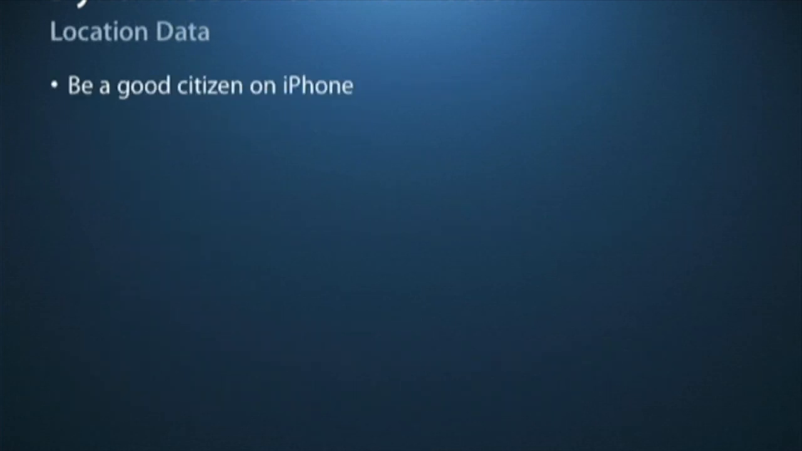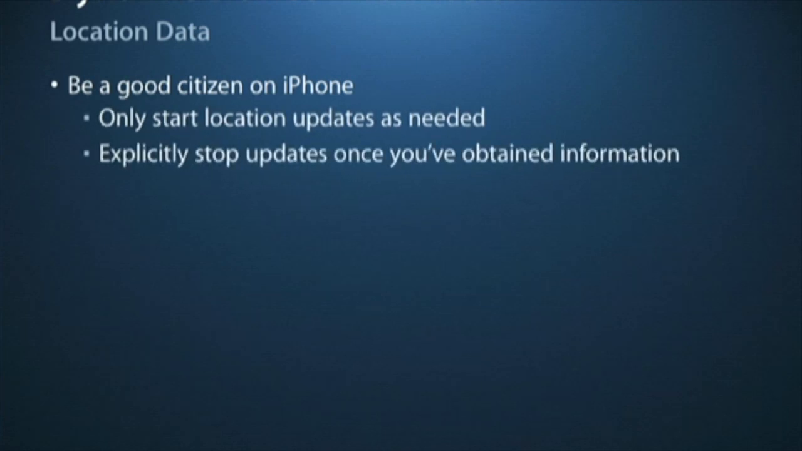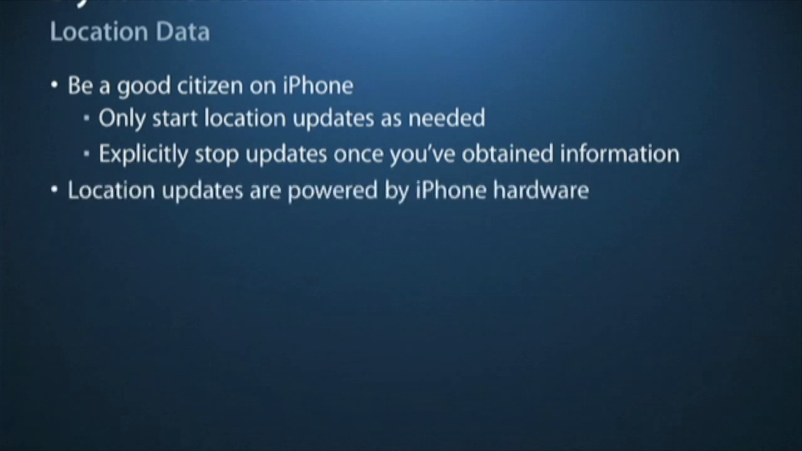It's important to be a good citizen on iPhone when using Core Location to obtain location data. Specifically, be sure to start and stop your location updates as needed. If you've watched the Key Practices video, you know that mobile devices achieve their long-lasting battery lives by turning off specific parts of hardware whenever possible. Since location updates are powered by iPhone hardware, obtaining location updates for the lifetime of your application, from its launch all the way until the point when the user quits, instead of as needed, can really drain your user's battery life.